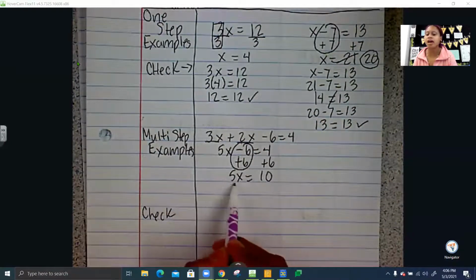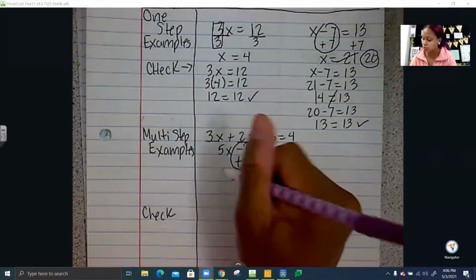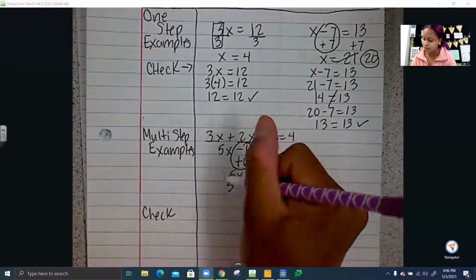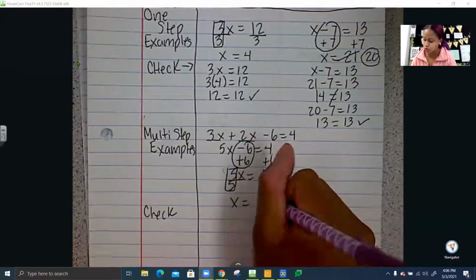Now I still have this 5 on this x that I need to get rid of. And remember, this is multiplication. So 5 times x, to get rid of this 5, I need to divide. That's the inverse. Divide by 5 on both sides. 5 divided by 5 makes my giant 1. I'm left with x equals 2.